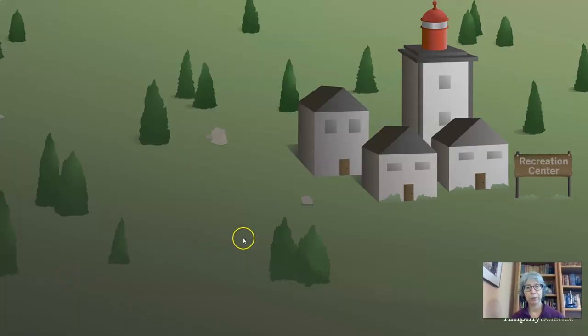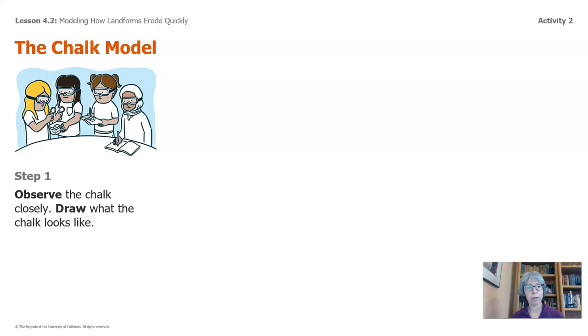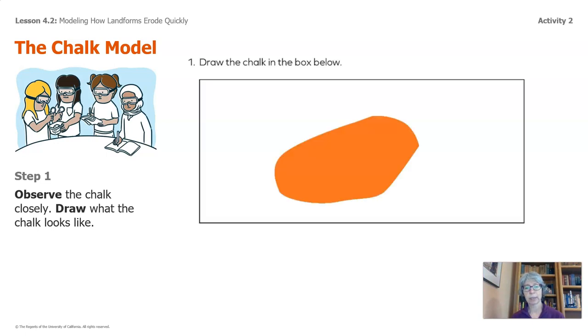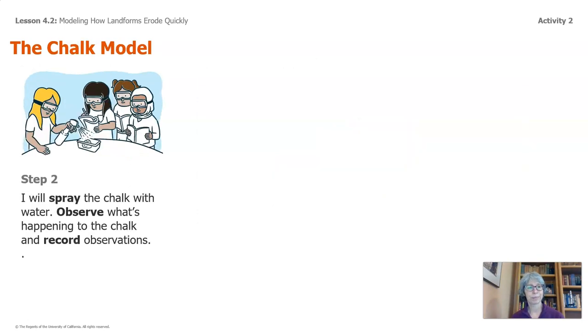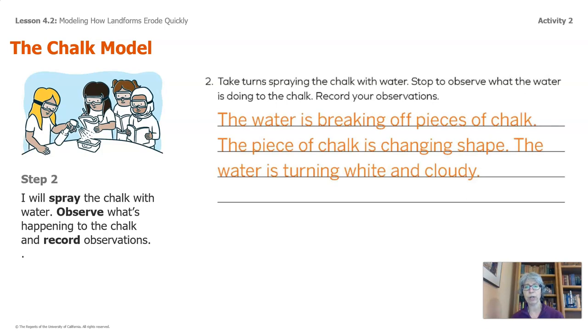All right, let's review what we saw in those two models. In the chalk model, I've asked you to observe and draw what the chalk looked like. Some of you might have just drawn blocks and chunks, right? And then as I sprayed, I wanted you to observe what was happening and record your observations. Some of you said the water is breaking off pieces of chalk, pretty small ones, right? The piece of chalk is changing shape. You saw a little bit of that, but it was hard to tell. And the water is turning white and cloudy. We definitely saw that.